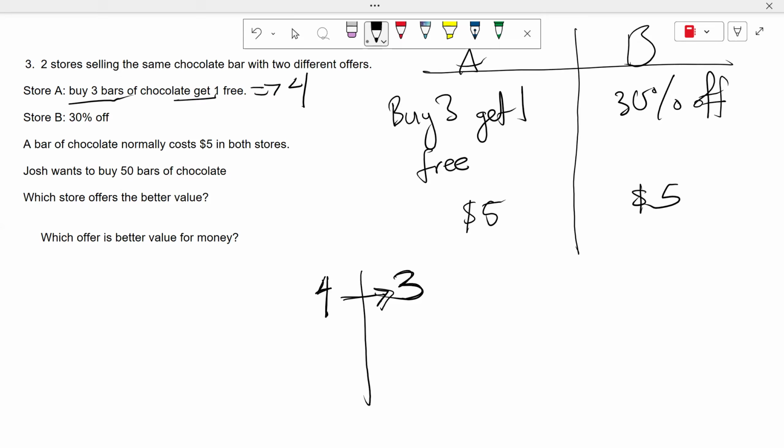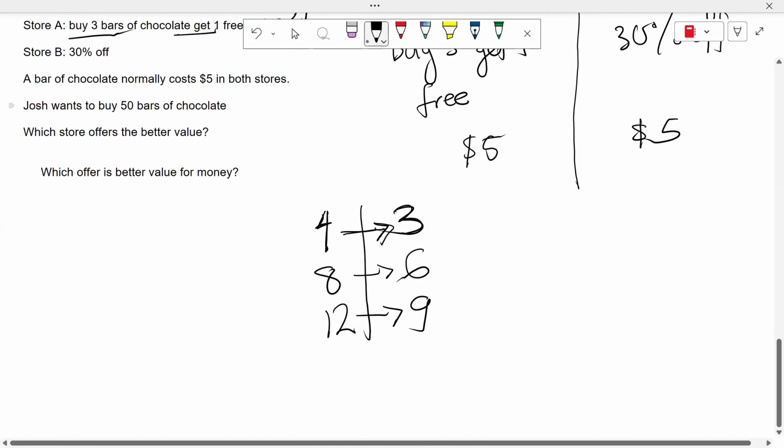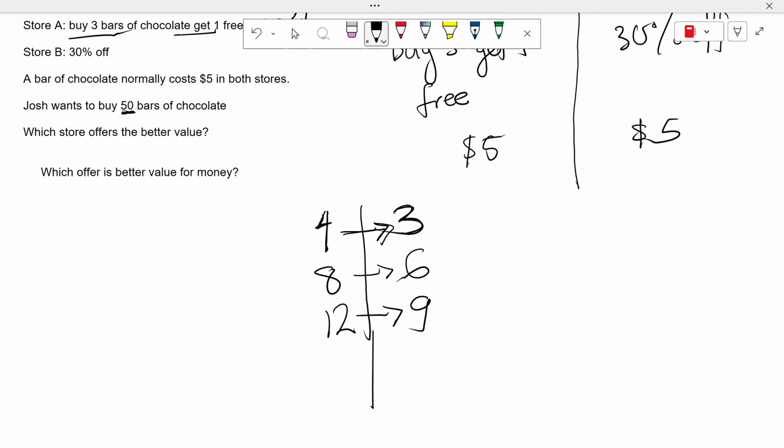Now stay with me. Let's start to go into the multiples. I can also get 8 chocolate bars for the value of 6. I can get 12 chocolate bars for the value of 9. You see where I'm going now? Let's keep going until we get to a multiple of 4 that's closest to 50. That will be 48. It means I can get 48 chocolate bars for the value of how many?